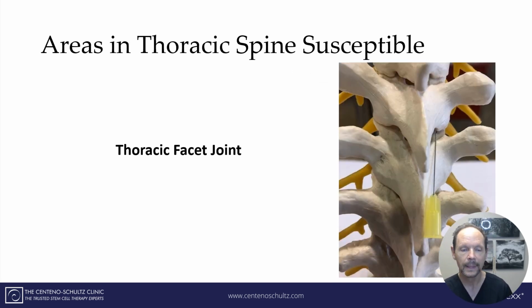Number 2, thoracic facet. A facet is a paired joint. It's a very important joint, and it can become injured and degenerative. It's depicted here. This is a posterior approach. This is the spinous process. And as I said, the thoracic facet is both on the right and the left, and it can be injected under X-ray guidance, and it can be a significant source of pain after a motor vehicle injury.